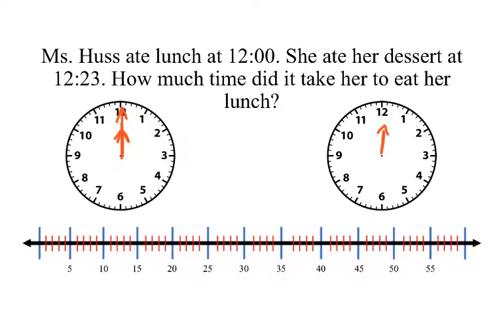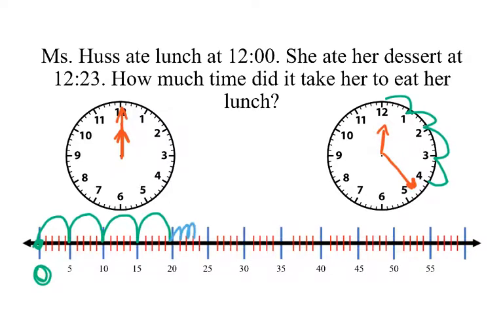So 12:23. Since I started at 12, I'm going to start right here. So this is my starting point. I started at 0. Okay? And I took 1, 2, 3, 4 jumps. So I'm going to show 4 jumps. 1, 2, 3, 4. I'm at 20. Then I took 3 little jumps because 12:23. 1, 2, 3. So if each of these are 5 minutes and we count by 5s, it takes 20 minutes plus the 3 little jumps I make, which is 23 minutes.